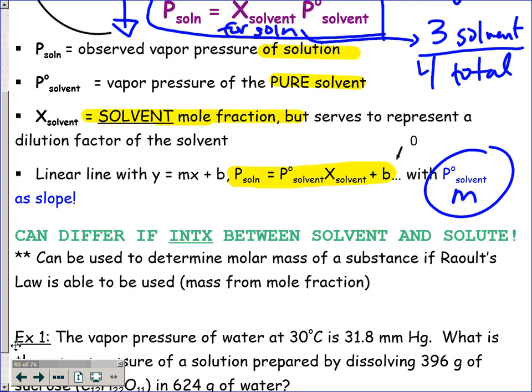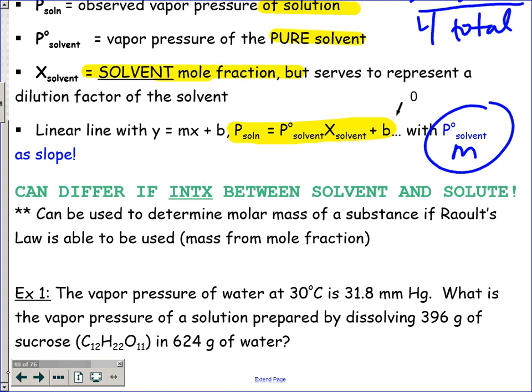Can I scroll down? Okay. Eventually, we'll see how we can actually use this data to find molar masses of certain vapors and things like that. So we'll get there shortly.